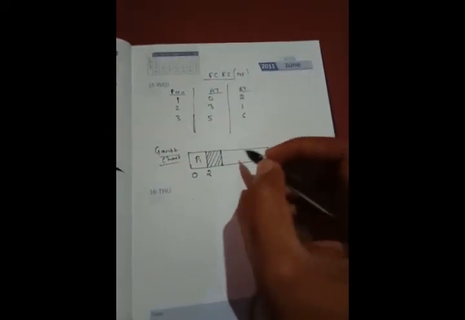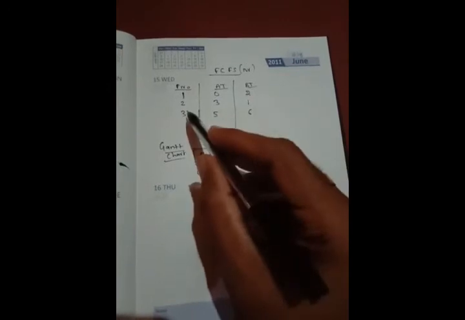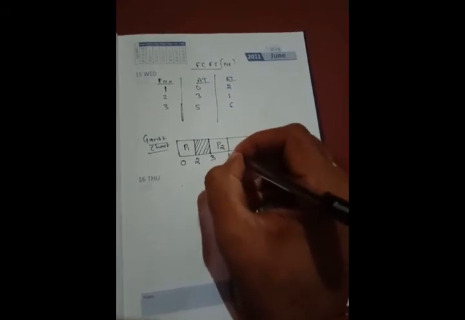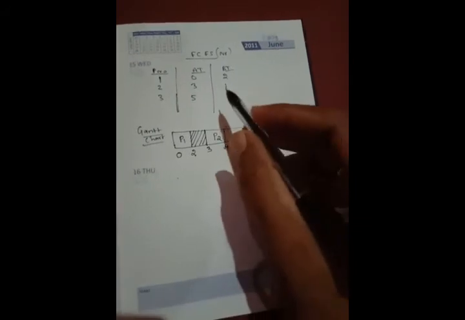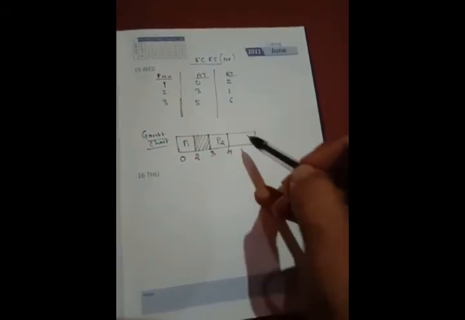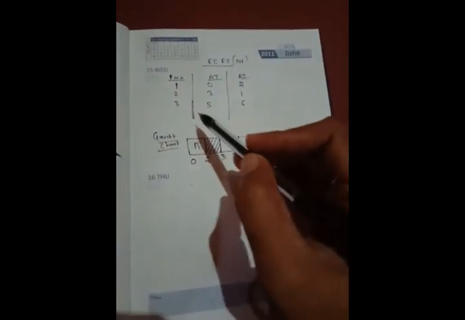Fine. Now at what time will P2 arrive? P2 will arrive at 3. What is the burst time of P2? It is 1 unit. So 3 plus 1 is 4. Now P2 has completed its execution at 4. Now what is the arrival time of P3? It is 5. Okay. Now the CPU has finished P2 at 4, but the next process will come at 5.